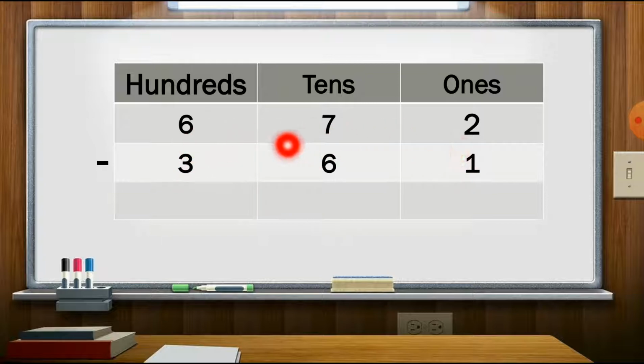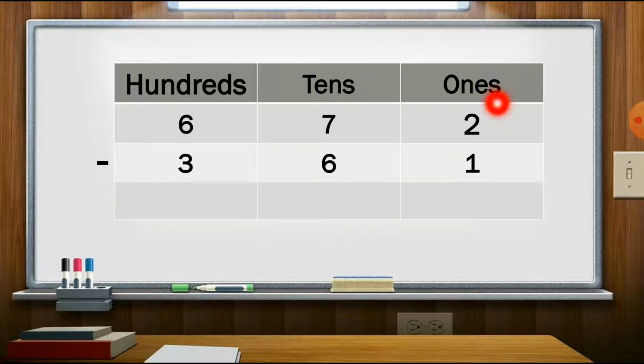672 minus 361. I repeat this, 672 minus 361. If you are not writing still, then please write down. This is our sum.